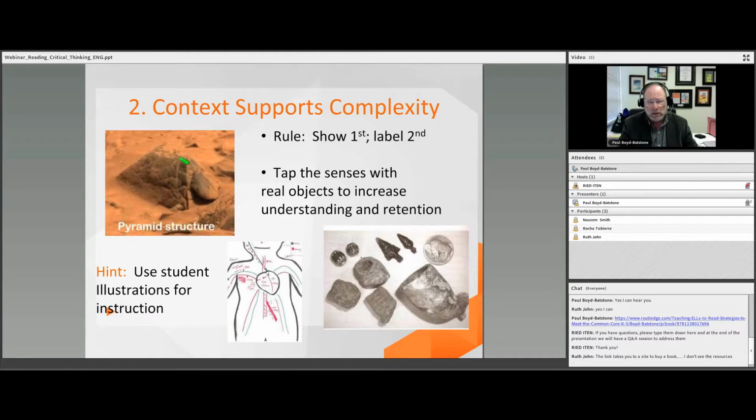You begin to see, oh yeah, that looks like a pyramid now. But first, you want to just see and take in the picture. Then follow with a label.